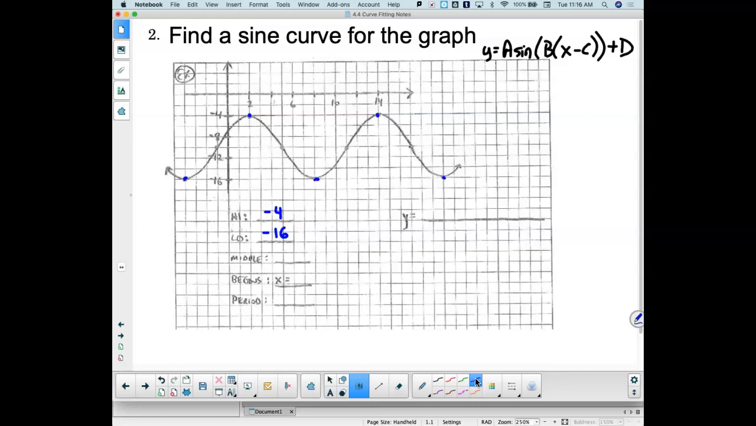How do we find the middle? Exactly. Break it up so that people can figure out that really the middle is the average of the high and the low. Right? So we add them together and divide by 2. So we get negative 10 for our middle. So that means that this sine curve could start at any one of these middle points, because sine curves start in the middle. Okay. Where do you want your sine curve to start?